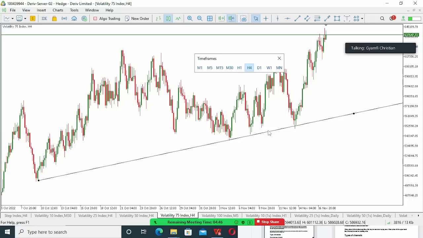With the wicks, when you switch to lower time frames, they will just act as noise. So you ignore the noise that the market is making, then you focus on the main candlestick bodies, where the candlesticks closed and where they opened. So you have to ignore the wicks.